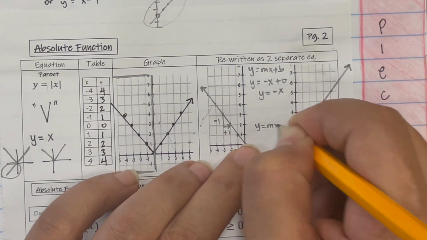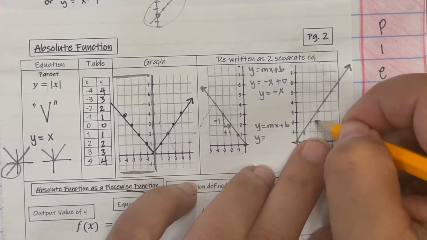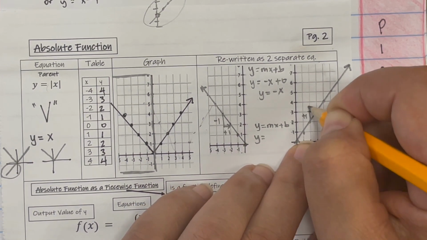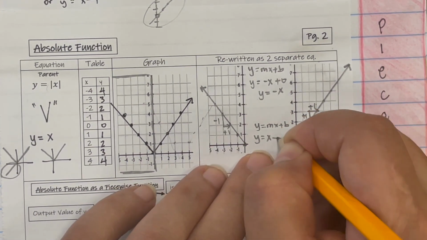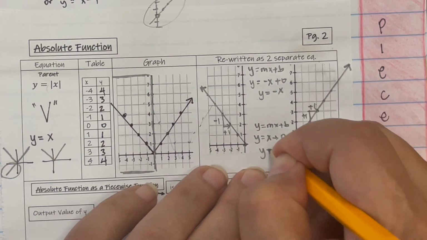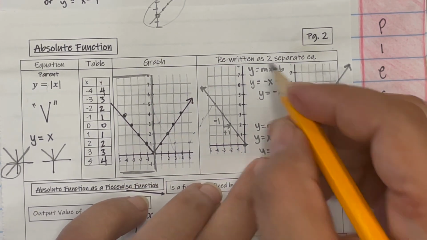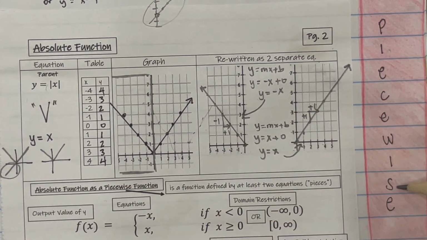What about this one on the right? y equals mx plus b. What's the slope? It goes up 1, right 1. So positive over positive is going to be +1, so that's x. And what is it across b? Plus 0. So simplifying to y equals x. So that is the equation of that line, and the other one is the equation of the other line.